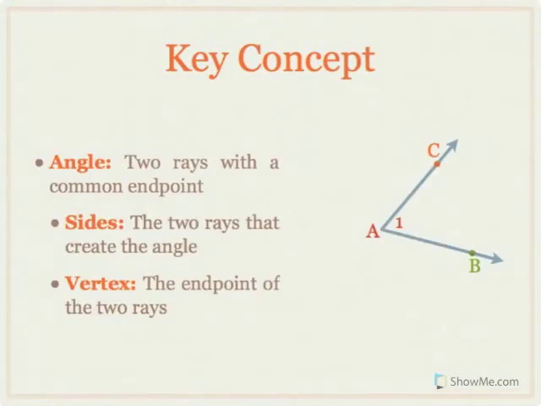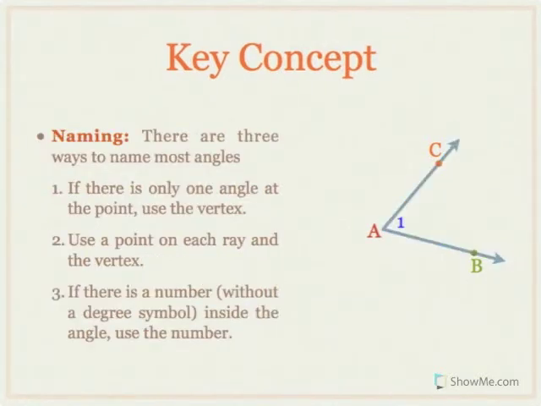Now that we know how to measure segments, let's talk about angles. First, what is an angle? An angle is two rays with a common endpoint. We have ray AC and ray AB, and point A is their common endpoint. The rays, ray AC and ray AB, are known as the sides of the angle, and point A is known as the vertex. There are three ways to name most angles.